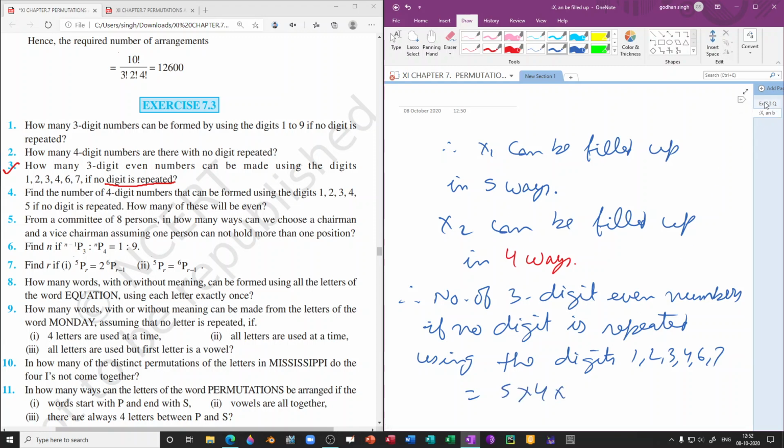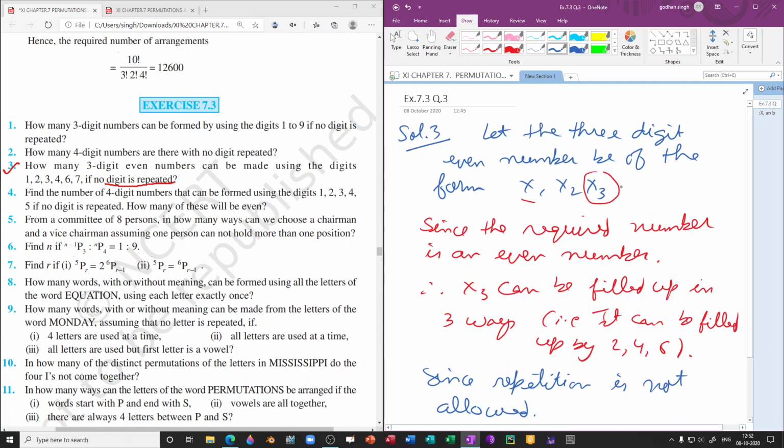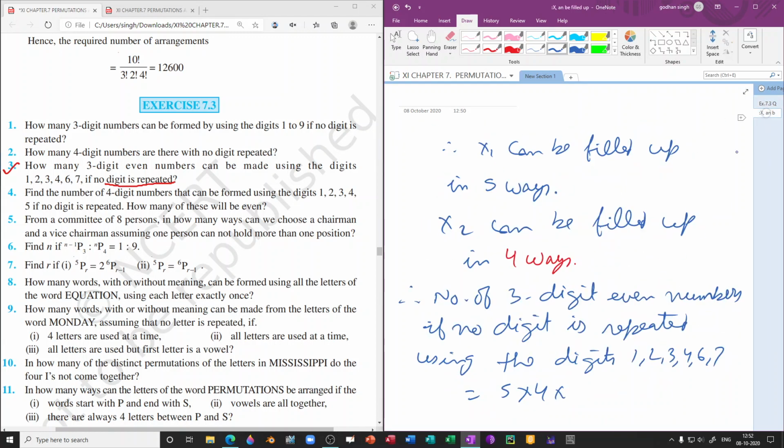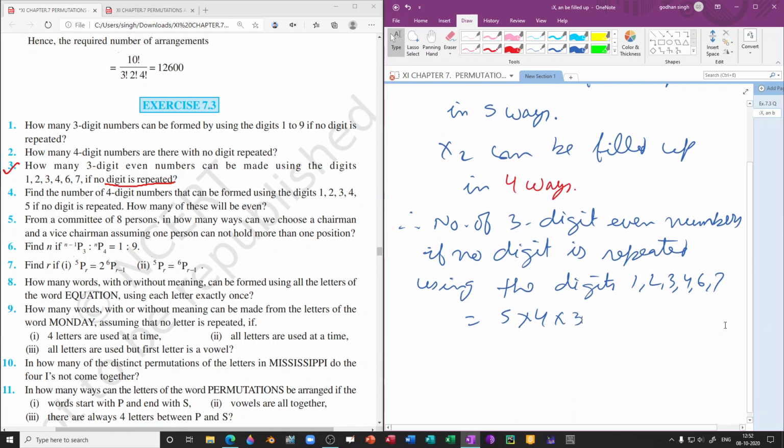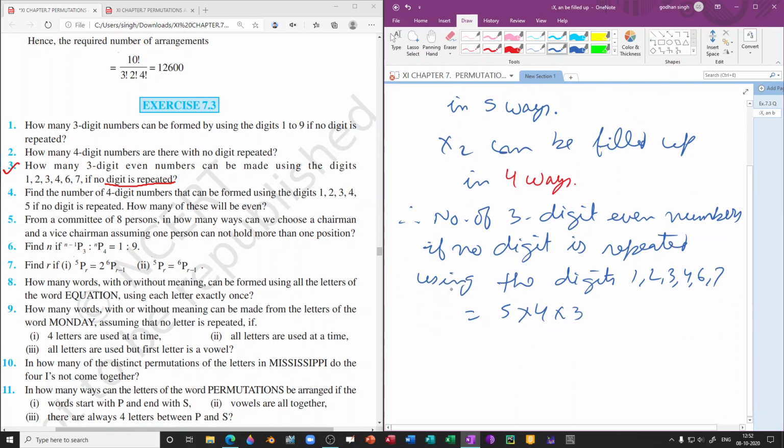and let us see how many ways x3 can be filled up. It can be filled up in 3 ways. So 5 into 4 into 3, and we'll multiply. 5 into 4 is 20 and 20 into 3 is 60. So there are 60 even numbers which are possible by using the digits 1, 2, 3, 4, 6, 7 such that no digit is repeated.